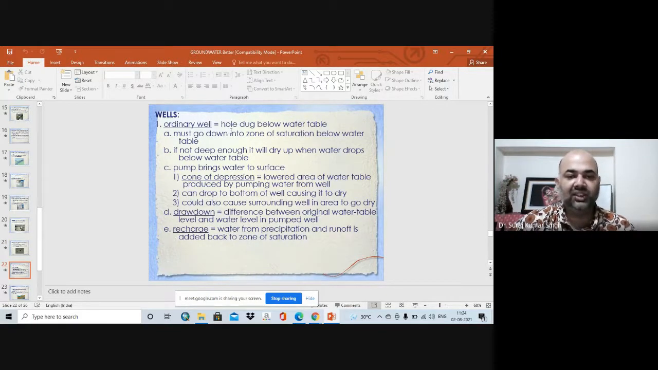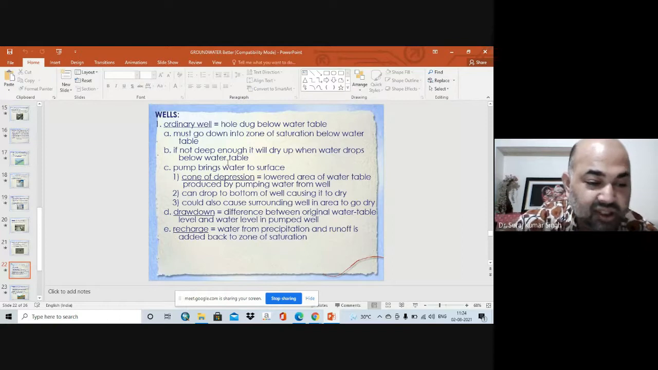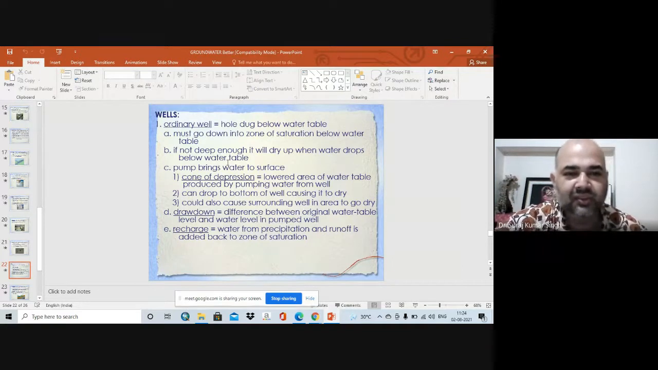Then what are ordinary wells? An ordinary well is a hole dug below the water table. Most go down into the zone of saturation below the water table, but if not deep enough, it will dry up when the water drops below the water table. That is the biggest problem in the majority of wells in India: during the dry season, the entire well dries up, because of this reason. So pumps bring the water to the surface. That's why pumping sets are required many times to pump it to the surface.